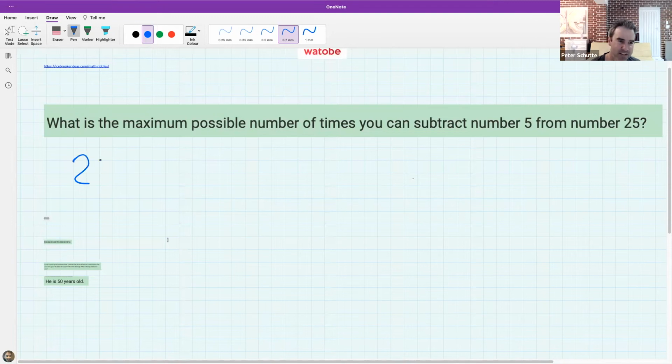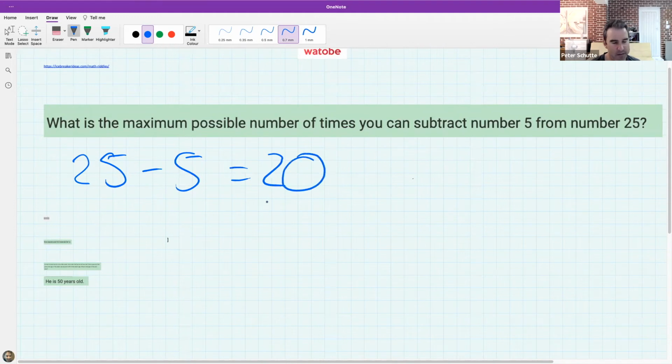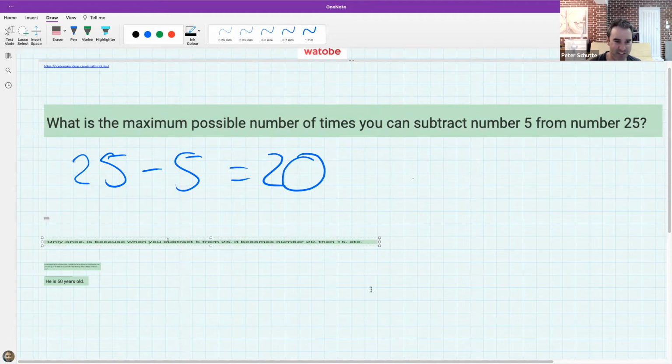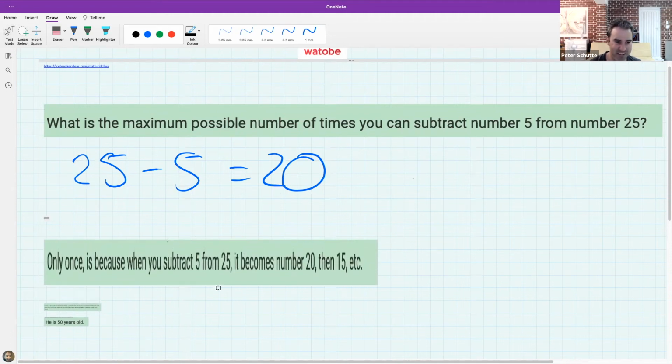Okay, well, let's take 25 and let's take away 5. Aha. So 25 take away 5 is 20. Can I take 5 away? Oh. So I was a little bit sneaky. And so the correct answer is going to be this.